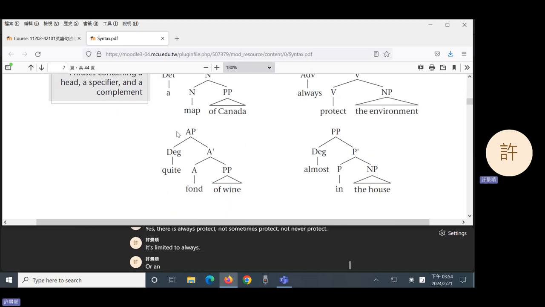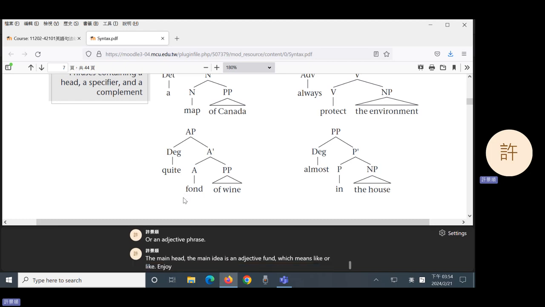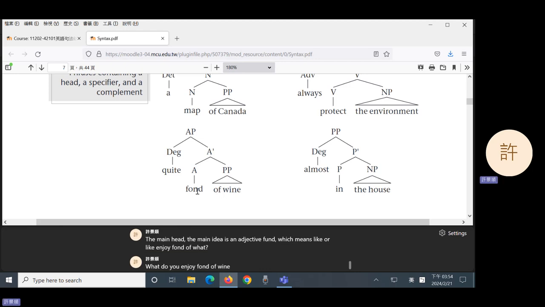Or an adjective phrase. The main idea is an adjective, fond, which means like or enjoy. Fond of what? What do you enjoy? Fond of wine. So you enjoy wine. Is there a limitation? Yes, there is. Here we have a degree word, so it tells you how much. Quite fond, so very fond, not a little, but very.